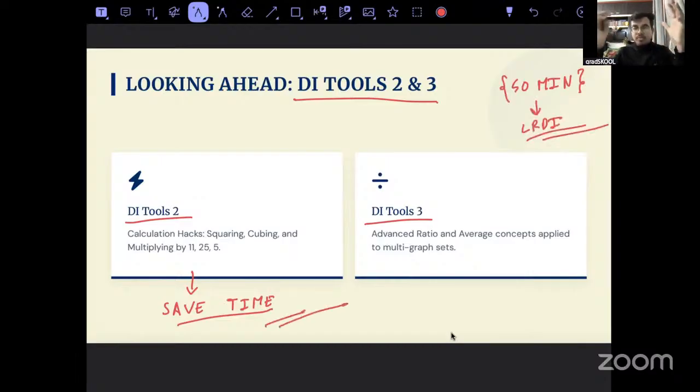If someone asks you what is 1 by 5, you should know it is 20% of something. If someone asks you what is 1 by 4, you should know it is 25% of something. So these are some of the things which should be going in your mind. Now the other thing is advanced ratio and average concepts applied in multiple graph subsets. Ratios and averages will be covered in quants in arithmetic. These are very easy things that can make the DI sets get solved easily.